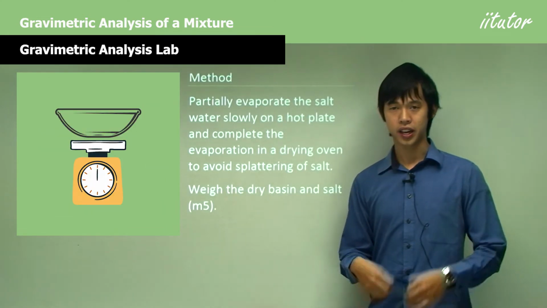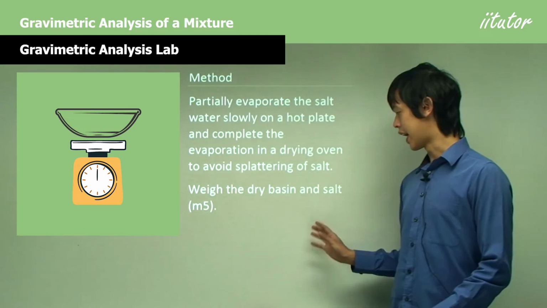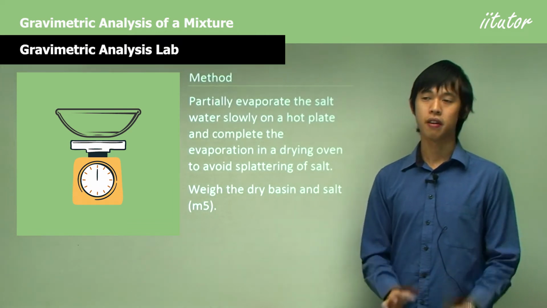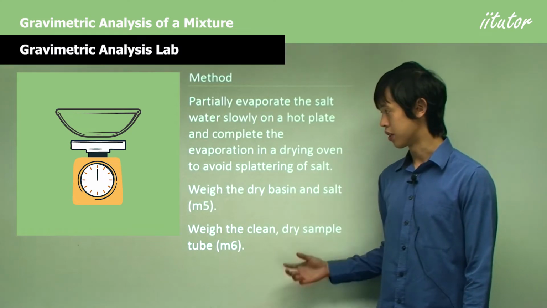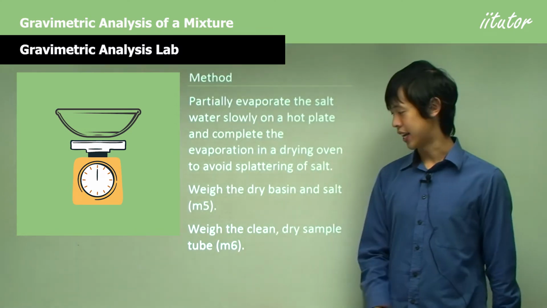Once we're done with getting rid of all the water, we measure the evaporating basin that I just mentioned earlier, and the salt. We're not going to try and scrape all the salt out of the basin, we're just going to measure it. And that's going to be M5. We can weigh the clean, dry sample tube. So the original tube where all of the mixture was in, we dry it out and then we weigh it, and that's going to be M6.